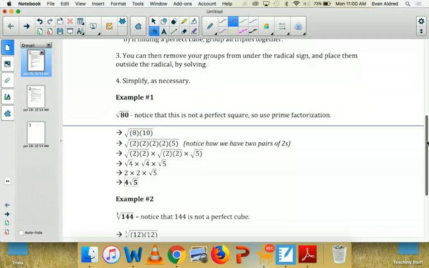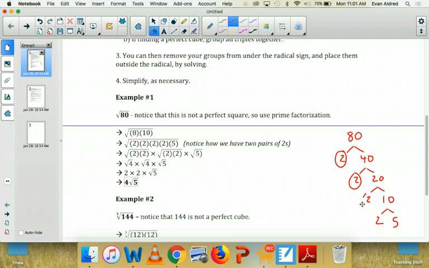Since 80 isn't a perfect square, we run into a bit of an issue, because we don't just know that answer offhand, and we're also being asked to solve, not to estimate. So what we can do is write out the prime factorization, and I'm just going to do that over here. You're doing this in your head, but the prime factorization of 80 is pretty easy to come up with.